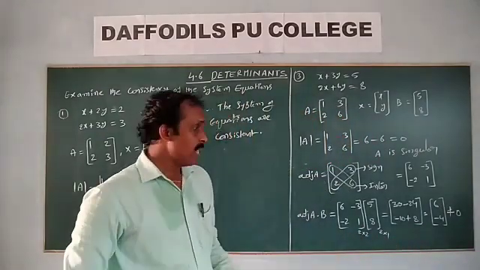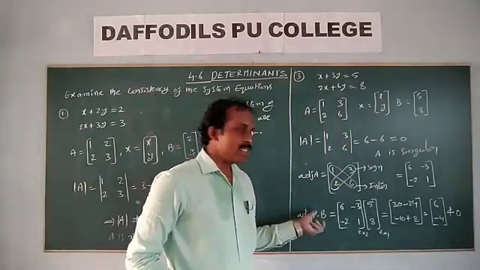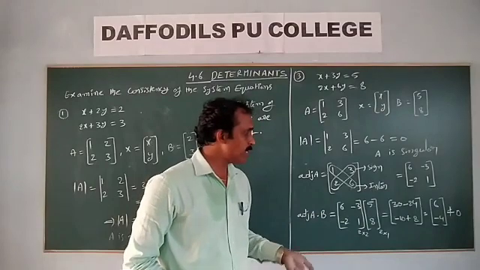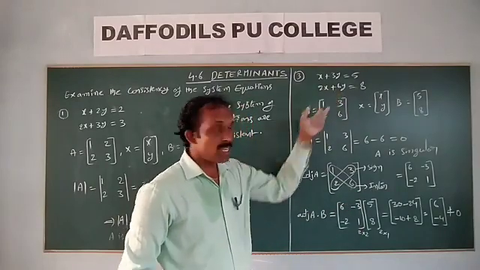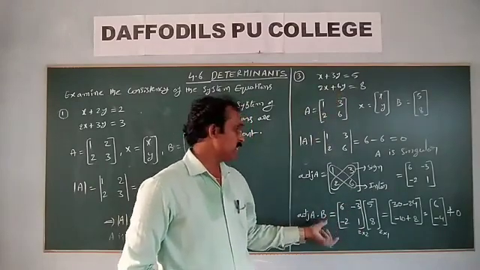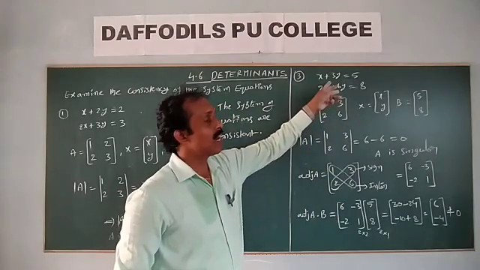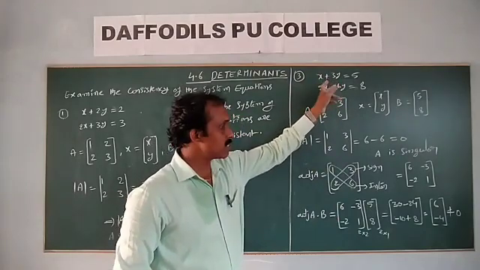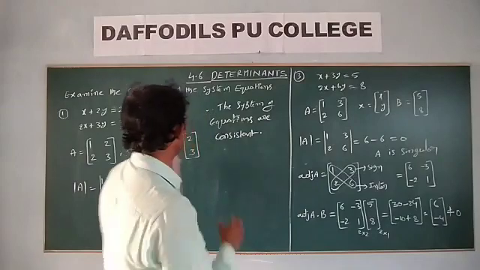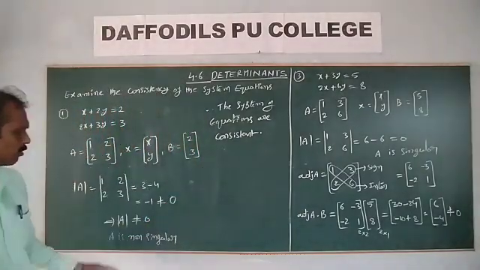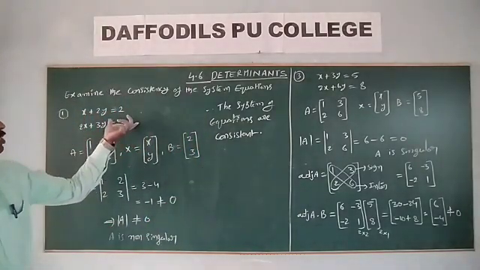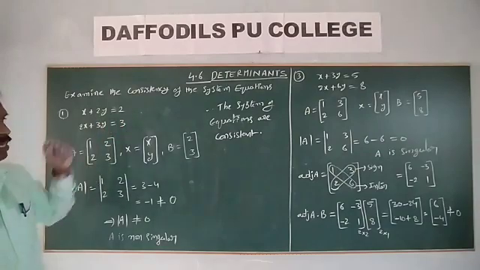In case 2, I explained that adjoint A into B not equal to 0 means the system of equations has no solution, so the equations are inconsistent. This is the first problem. In the first problem, delta is not equal to 0, so the system of equations is consistent.